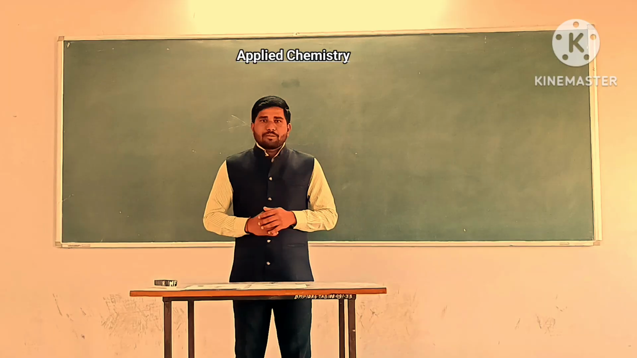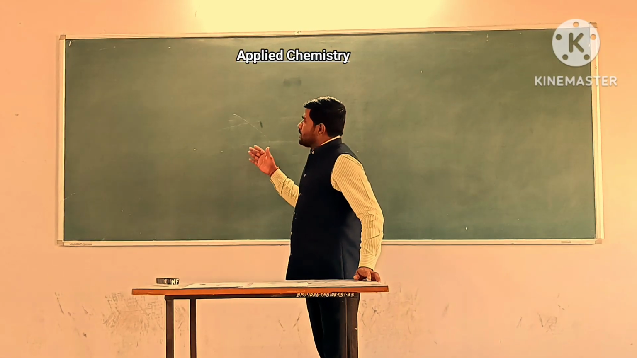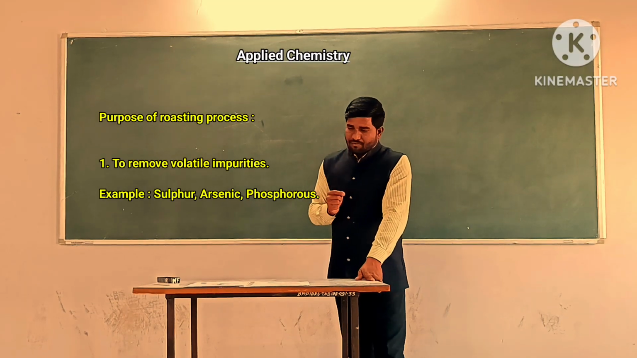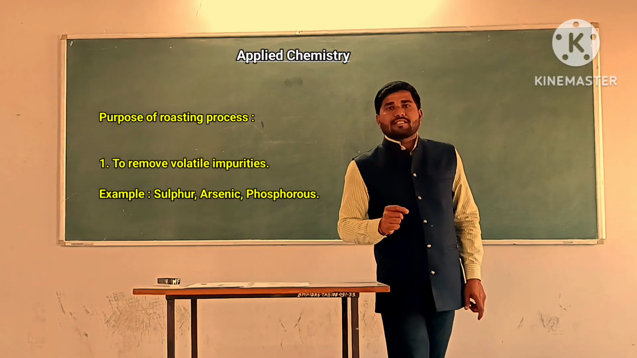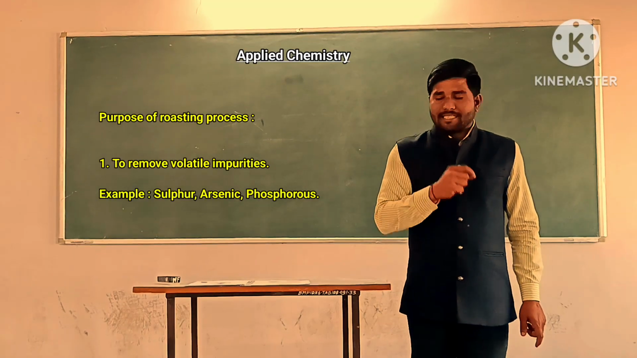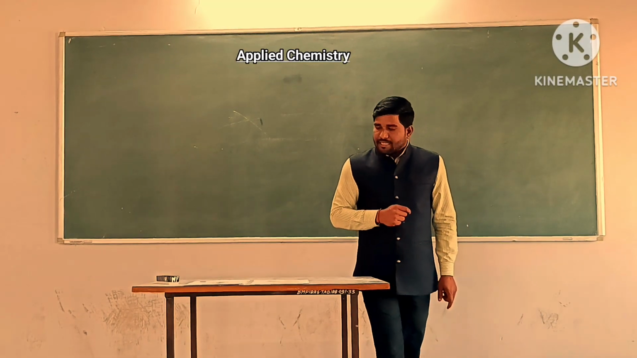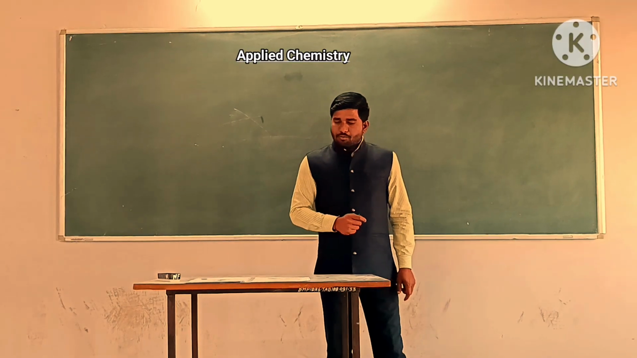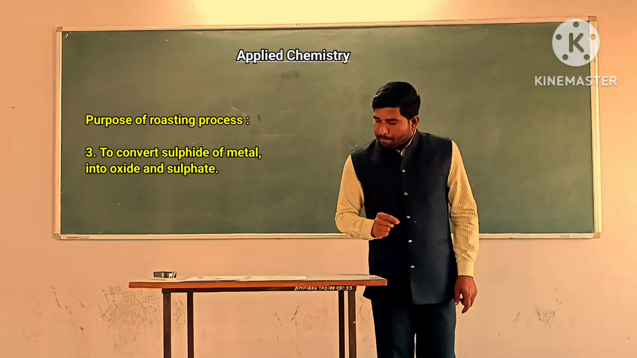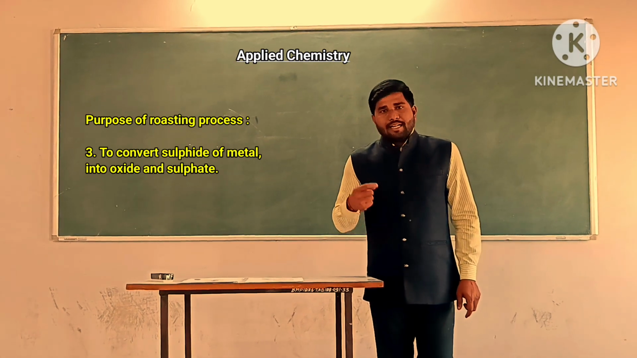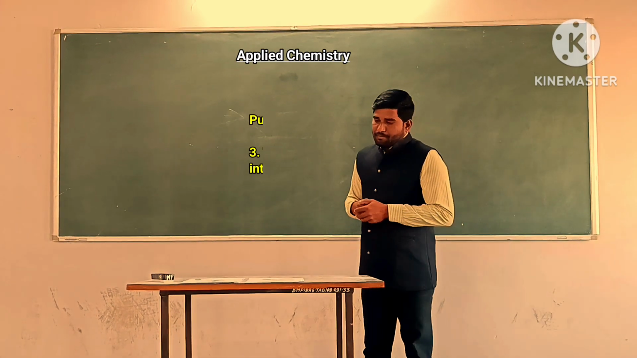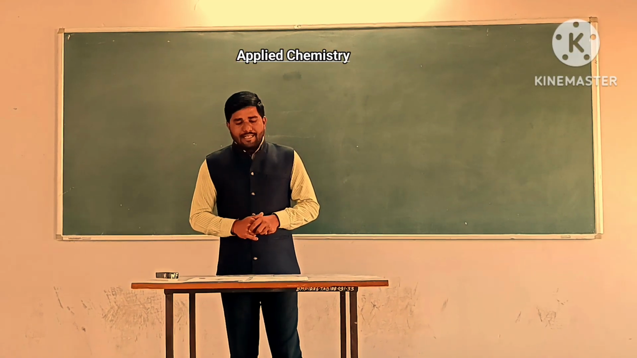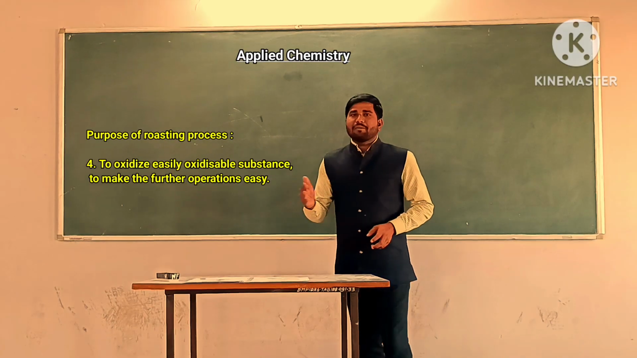Now what is the purpose of the roasting process? The first purpose is to remove volatile impurities, for example sulfur, arsenic and phosphorus impurities will be removed by this process. The second purpose is to remove moisture present in the ore. Third is to convert sulfide of metal into oxide and sulfate. And last is to oxidize easily oxidizable substances and make further operations possible, so that it can be used in various metallurgical processes.